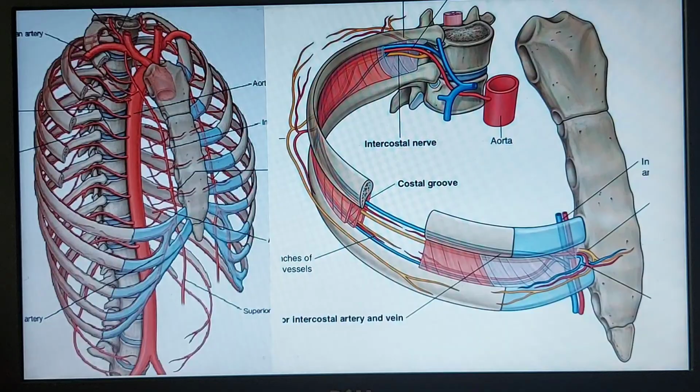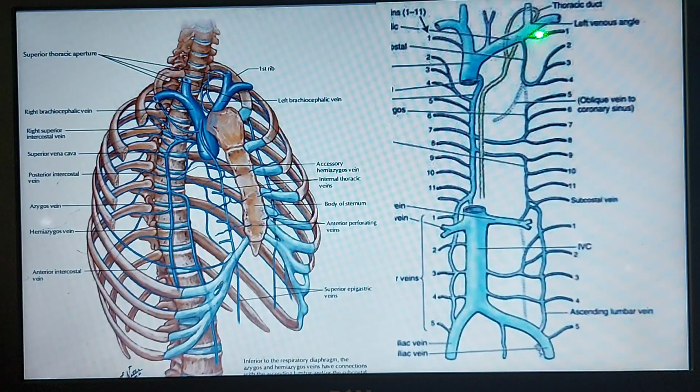And finally the intercostal veins. Here we can see the intercostal vein. The intercostal veins all are drained into the azygos vein. The first intercostal vein on both sides drains into the brachiocephalic vein. And this is the left side, and the right side.